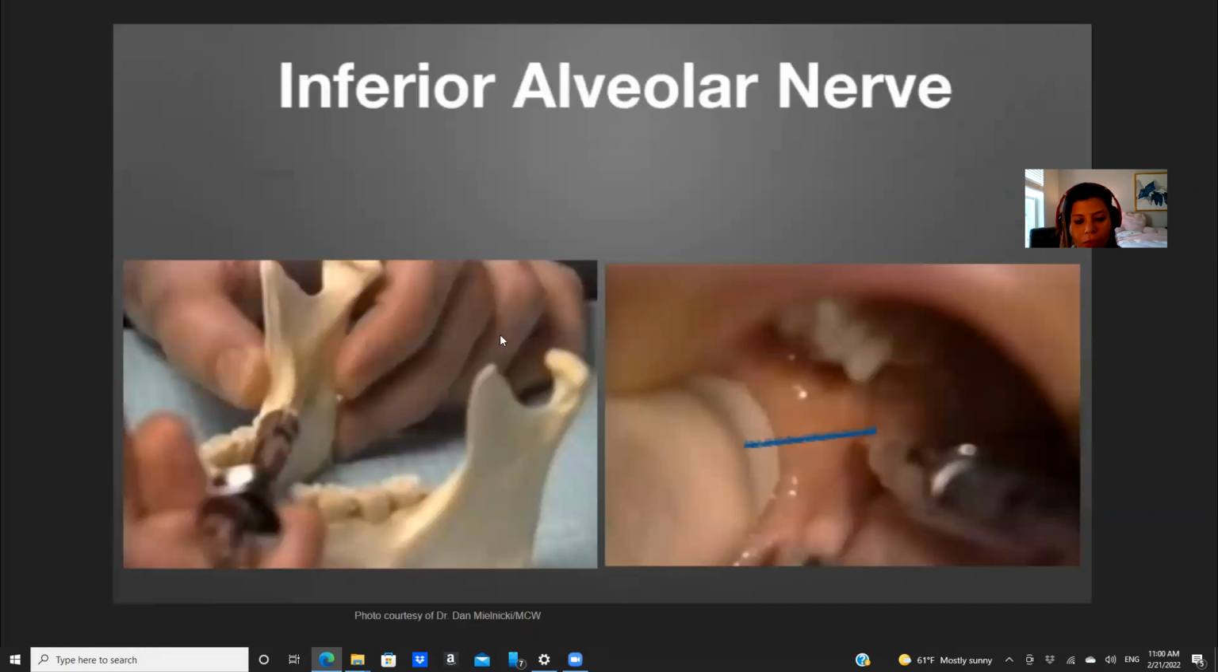And this is a picture right here of the patient's mouth. This is the coronoid notch, and you inject directly into the coronoid notch.